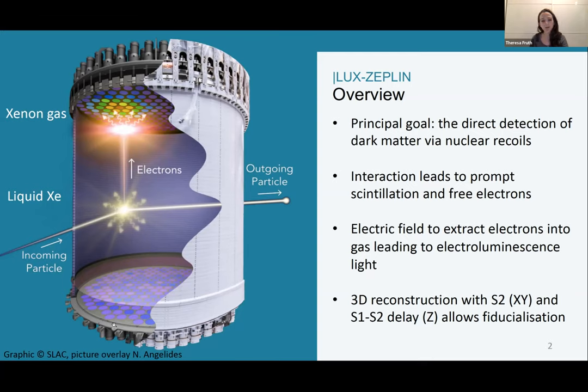The scintillation light we would detect with PMT arrays on the bottom and the top of the detector, and the electrons we extract to the top of the detector using an electric drift field applied across the height of the detector. Once the electrons reach the top, they get extracted to a thin layer of gas where we get electroluminescence light, and that we can detect. So we have two light signals. The depth of the interaction is indicated by the time difference between those two signals, plus the electroluminescence signal on the top has an XY hit pattern, which gives us the XY reconstruction. So we have 3D event reconstruction, which is really handy if you want to fiducialize your detector.